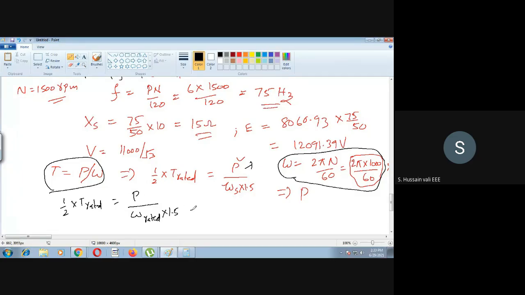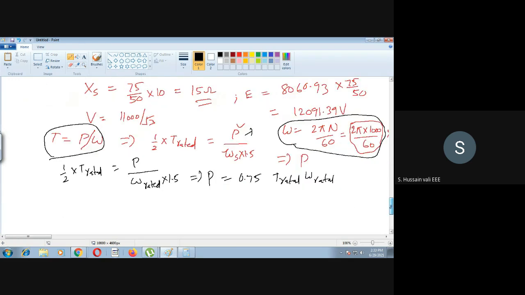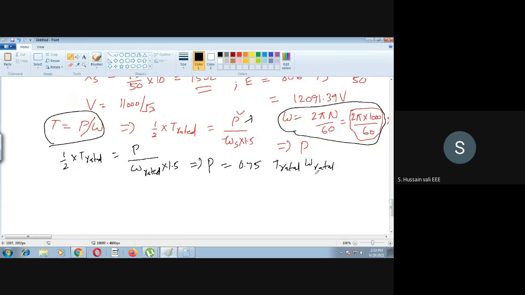Then from this, what is the new P? The new P is equal to 1.5 by 2, so 0.75 into T rated, omega rated. You are multiplying rated torque with rated omega. Then what will you get here? You will get rated power, P rated. So the new power P is like this.